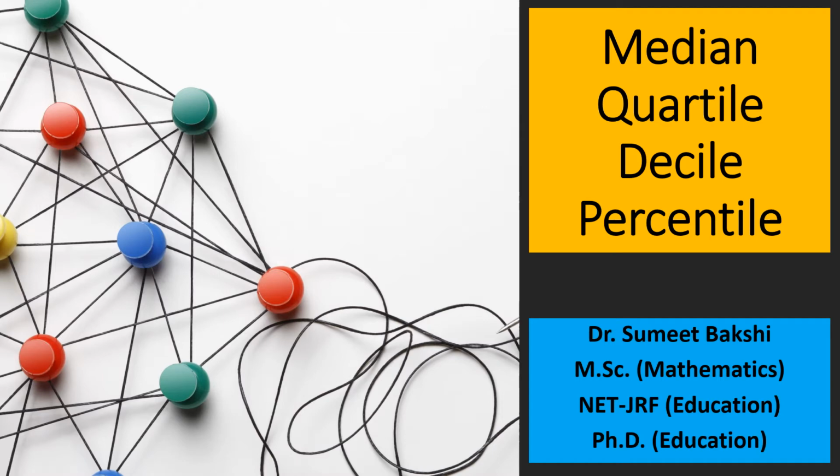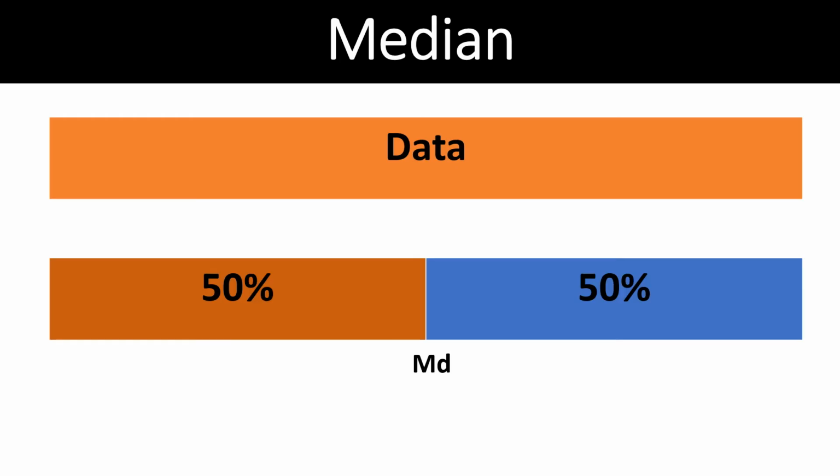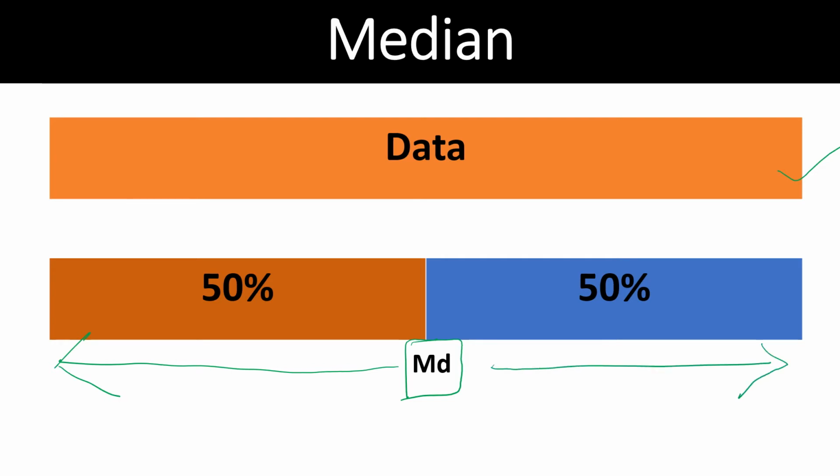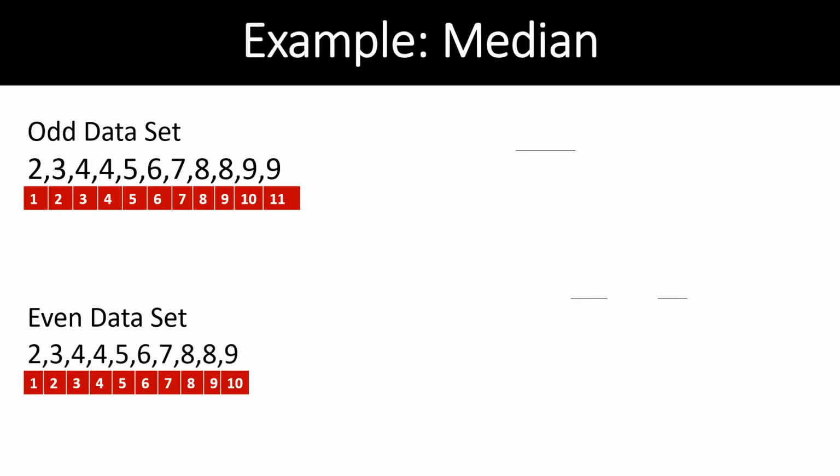In this video, I will talk about what is median, quartile, decile and percentile and how to calculate all these. To start with median, let's say I have a data set. First, I need to arrange this data set into ascending or descending order. Let's say I've arranged this data set in ascending order. Then median is the middle point of this data set. 50% of the data lie below this point and 50% of the data lie above this point. That is called median. To calculate median, there are different formulas for odd data set and for even data set.